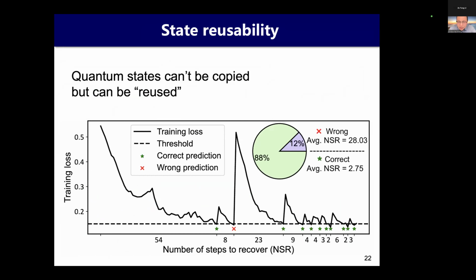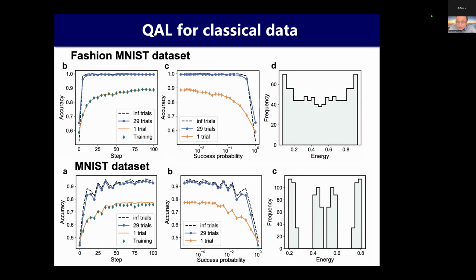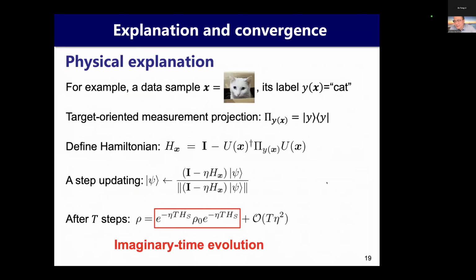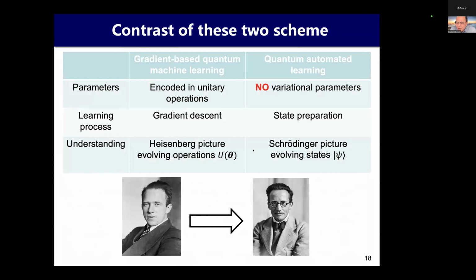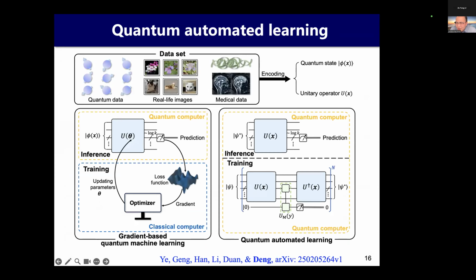Moreover, you may worry that during the training process, during the inference process, there's a subtlety that for each of the training, you may need to go through the whole process for each inference sample. But this is also not the case. You can reuse this state after your measurement. Okay, so that's what we show here.